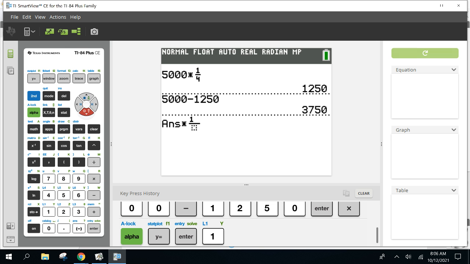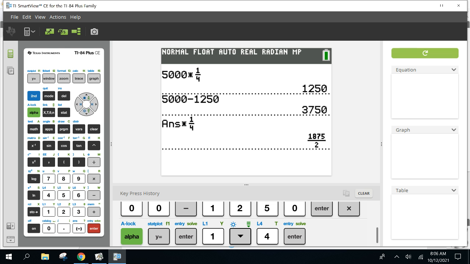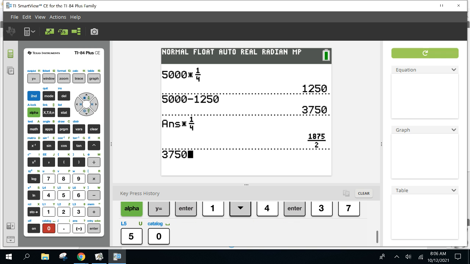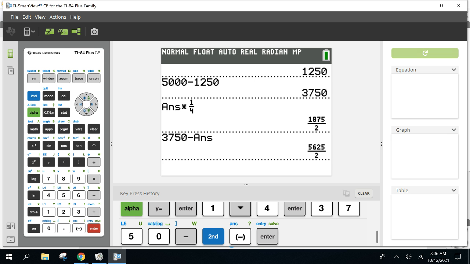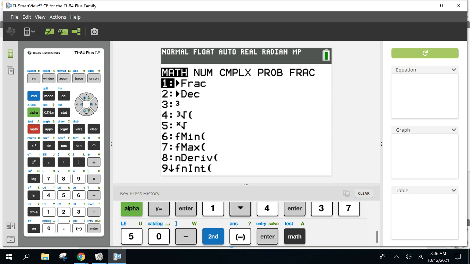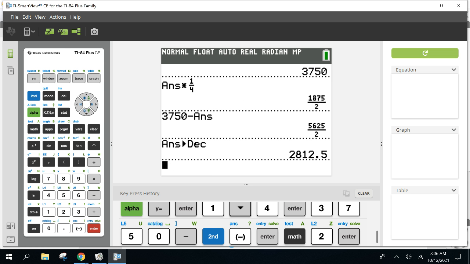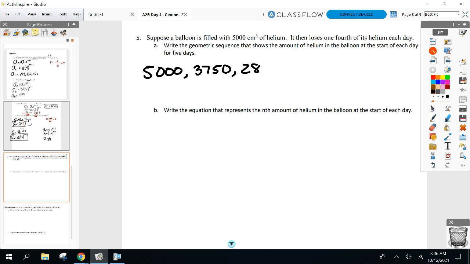So times 1/4. That's how much I lose. What are you subtracting that from? Not 5,000, because you don't have 5,000. 3,750 minus that one. What is that as a decimal? Math, decimal. 2,812 and a half. So there's my third term. You guys go ahead and find the next 2 terms for me to finish this.